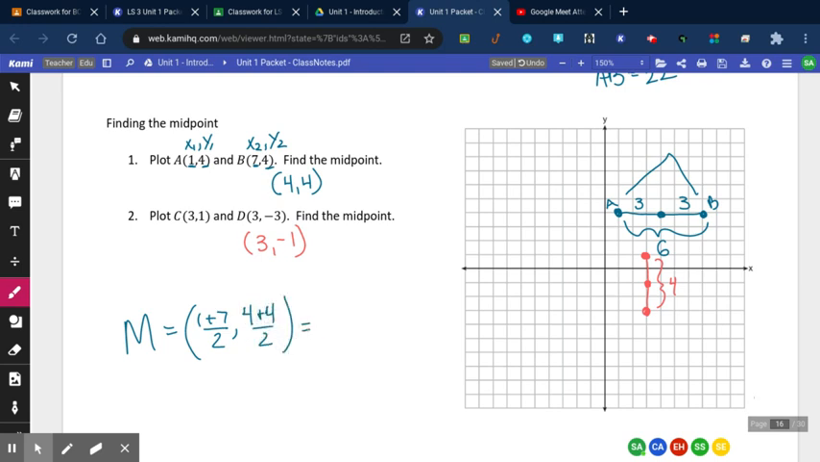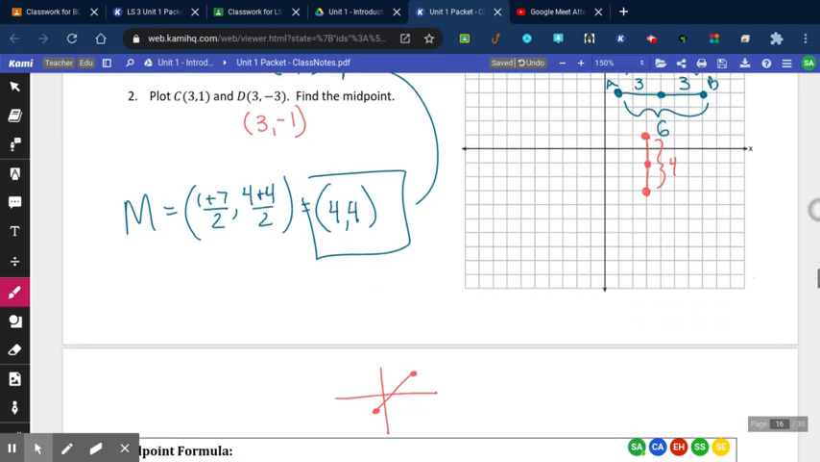Okay. I can go ahead and now simplify that. So 1 plus 7 is 8, divided by 2 is 4. And 4 plus 4 is 8, divided by 2 is 4. So notice we get the same point we found by counting, but it'll even work for our slanted lines.